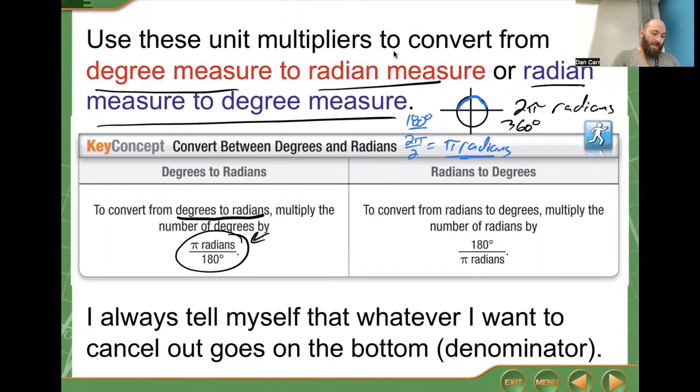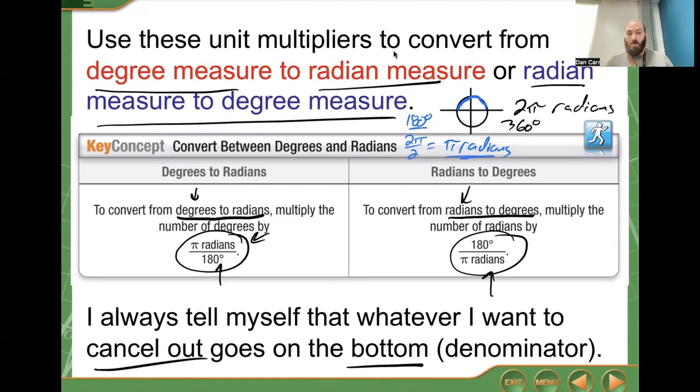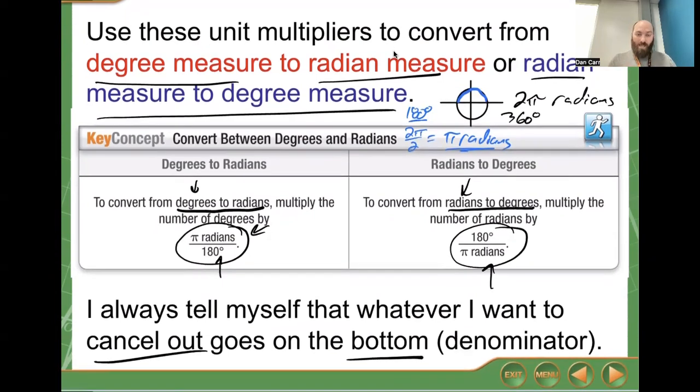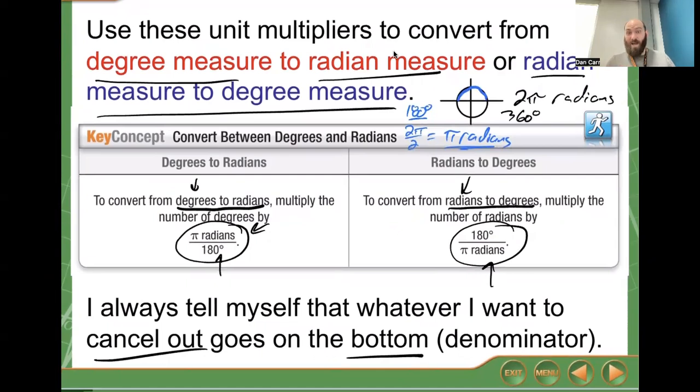Okay, so pi radians per 180 degrees. Or if I want to go from radians to degrees, we're going to do 180 divided by pi radians. To help remember, whatever you want to cancel out, that's what goes on the bottom in the denominator. So if we're starting with degrees, degrees is on the bottom. If we're starting with radians, radians go on the bottom. Okay, so that's our quick conversion factor.